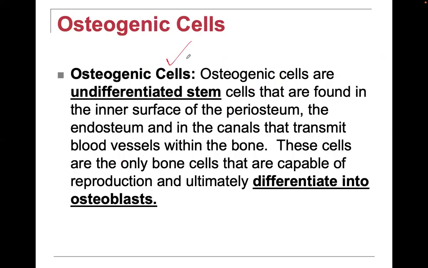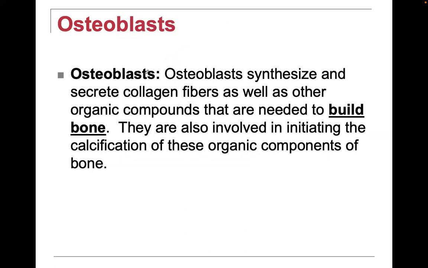So the osteogenic cell is an undifferentiated cell. We know that it will differentiate into an osteoblast. These osteogenic cells are found in the inner surface of the periosteum and in the endosteum. The osteoblasts are going to synthesize and secrete collagen fibers, as well as the extracellular matrix. So they're going to be involved in building bone. They're involved in initiating the calcification or the mineralization of all the organic components of bone.